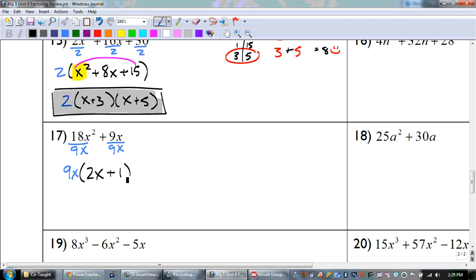Okay? So, what are we left with? We are left with a binomial. Is it quadratic? No, it's not quadratic. So right now we stop. We're done. This is our answer.